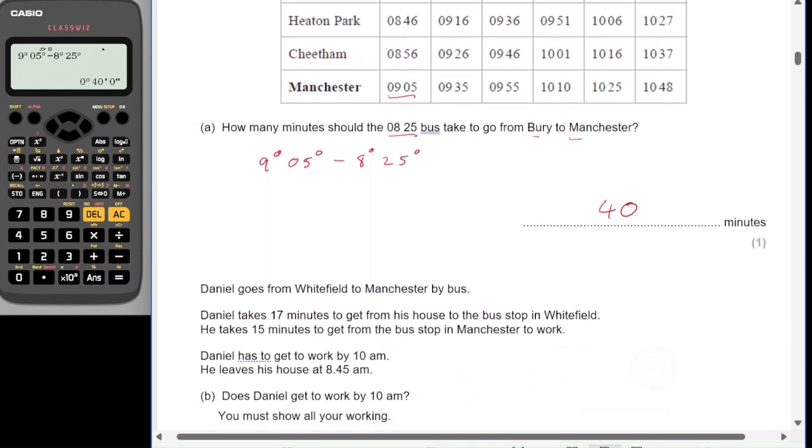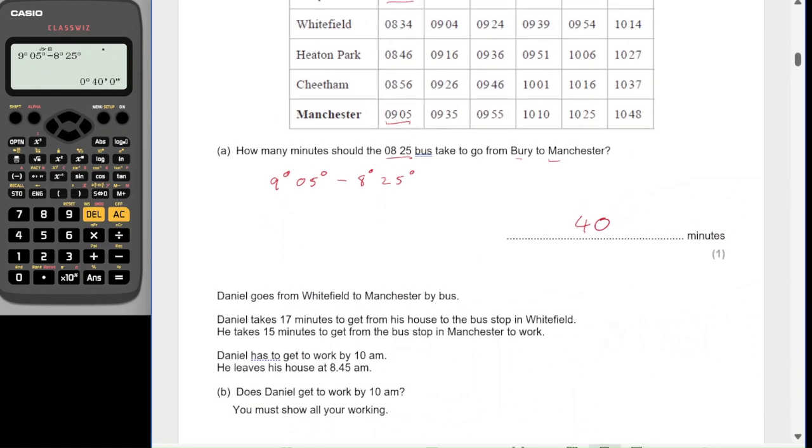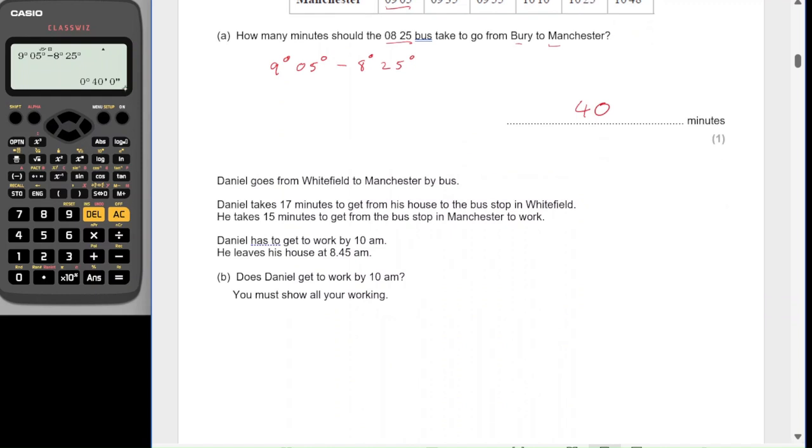Daniel goes from W to M by bus. Daniel takes 17 minutes to get from his house to the bus stop in W. It takes 15 minutes to get from his bus stop at Manchester to work. He has to get to work for 10 AM. He leaves the house at 8:45. Does he get to work by 10 AM? Okay, so we'll see if we need the time function or not.